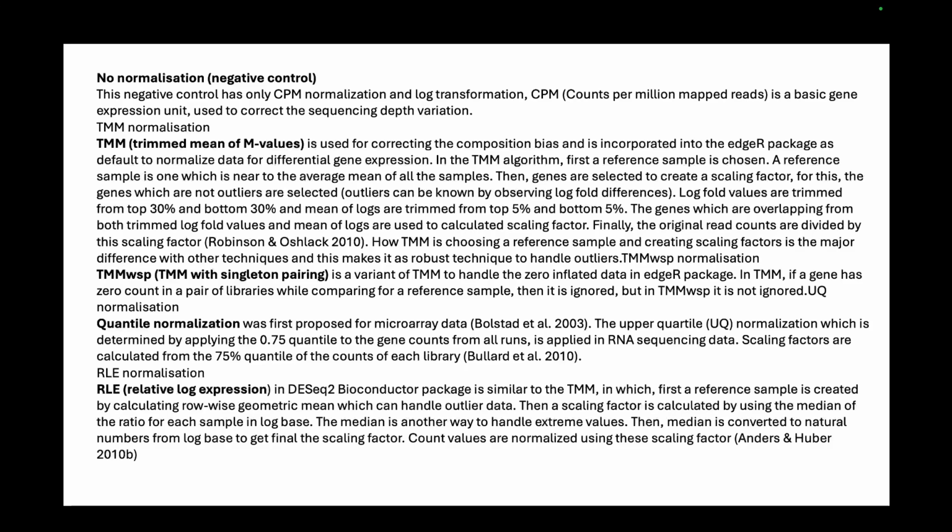And the last type of normalization is the relative log expression normalization, which can be performed in the DESeq2 Bioconductor package, and it is very similar to TMM, in which there is a reference sample created by calculating the row-wise geometric mean. By row-wise, you mean the geometric mean of a particular gene across all the samples. Then a scaling factor is calculated by using the median of the ratio for each sample in a log base. The median is another way to handle extreme values. Thus, the median is converted to natural numbers from the log base to get the final scaling factor. And count values are normalized using these scaling factors.